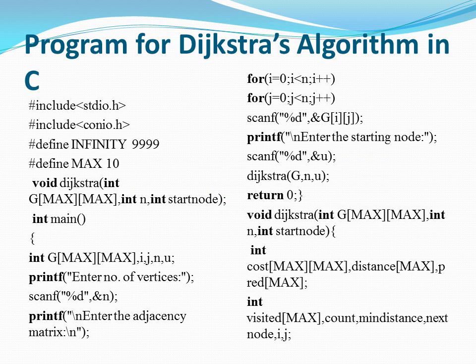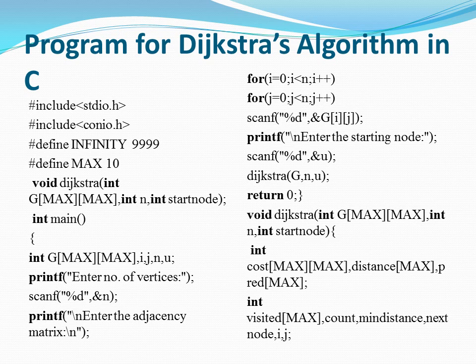Next, program for Dijkstra's algorithm in C. Here we are using a function Dijkstra's. In the main function, we are getting the number of vertices, and then we are getting the adjacency matrix using 2 for loops. After that, we are getting the starting node. Then we are calling the Dijkstra's function.